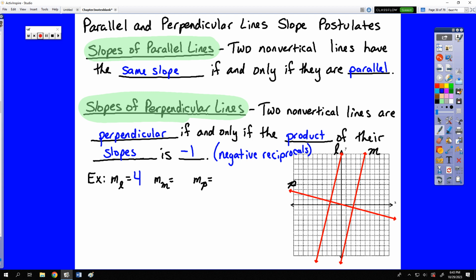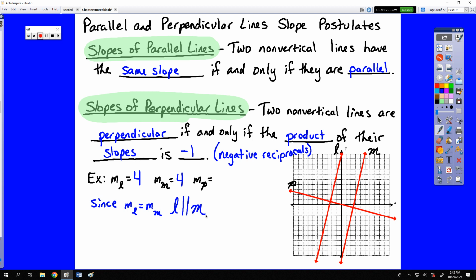Line M also has a slope of 4. Again, we just locate two exact points. These two here would work. And again, up 4, right 1. What this tells us is that since the slope of line L is equal to the slope of line M, L is parallel to M.